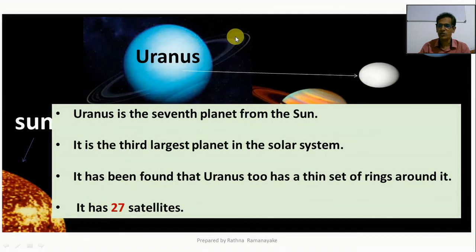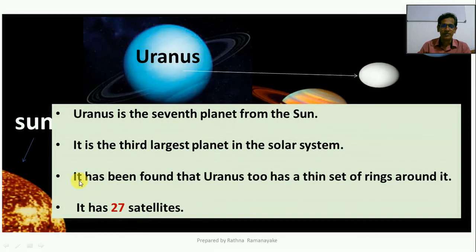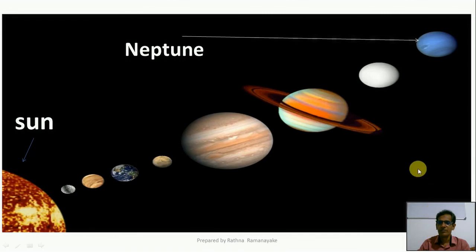But it is not clearly visible as in Saturn, right? In Saturn, the set of rings are clearly visible. Uranus has 27 natural satellites. Neptune, the farthest planet in the solar system.